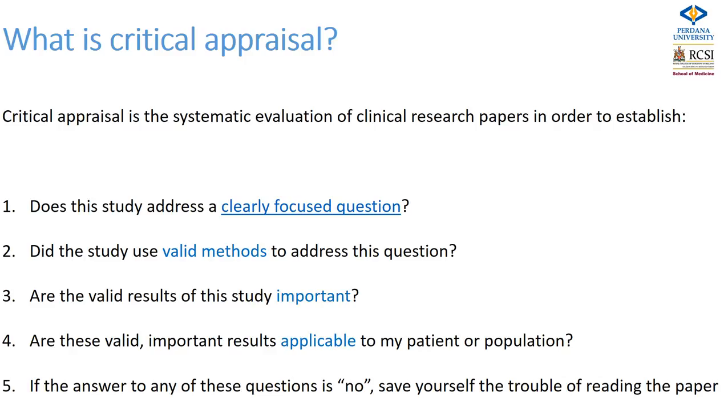So, if you clear the first hurdle, you do have a clearly focused question. Did the study then use valid methods to address this question? Next, are these valid results of the study important? And by important, I mean important to the general public, important to the world at large, not just to researchers and investigators. So, are these valid, important results applicable to a patient of mine or to a population of patients? And in summary, if the answer to any of these foregoing questions is no, then save yourself a lot of hassle and stop reading this paper. Go on to something more interesting.